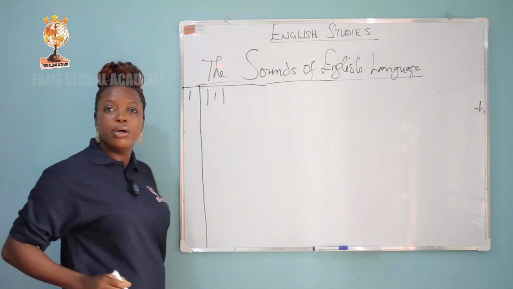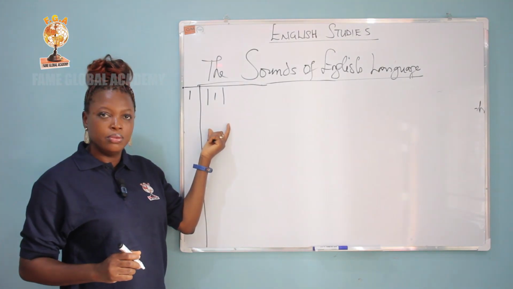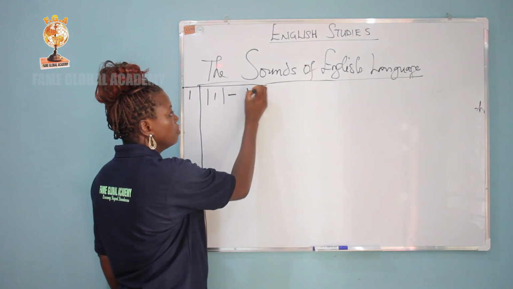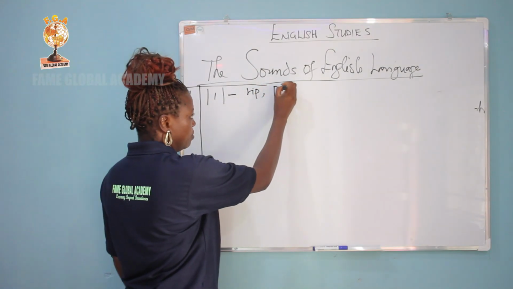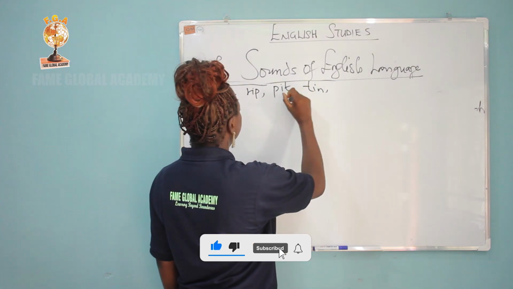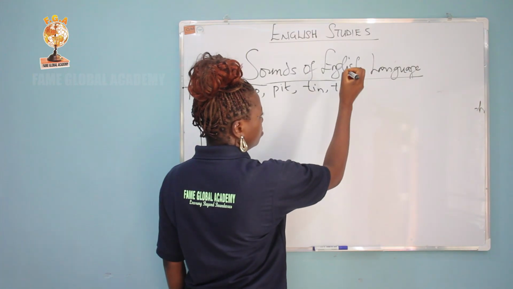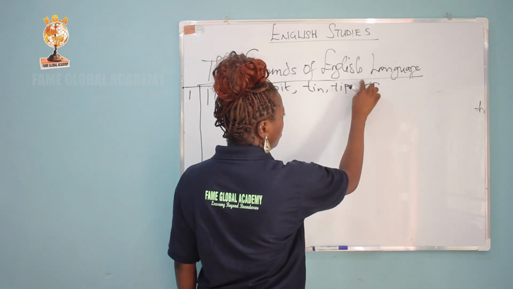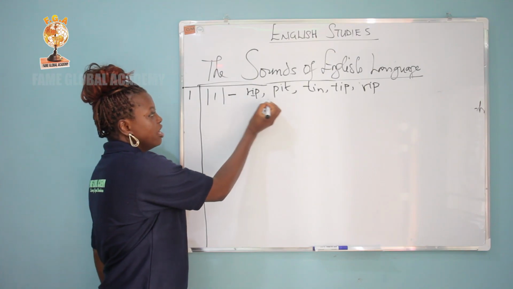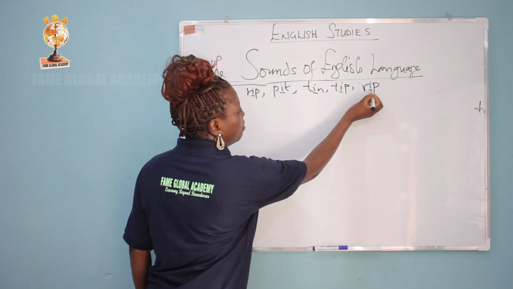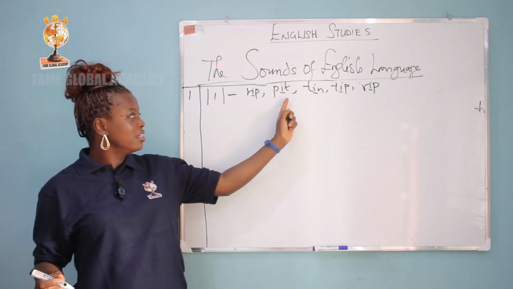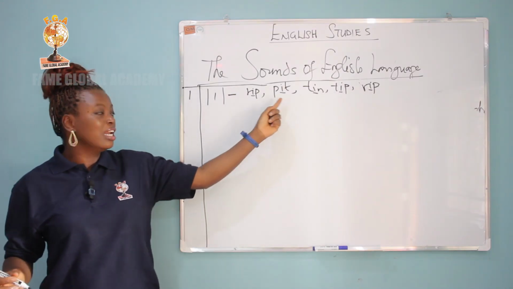The E vowel sound. The E vowel sound is represented in words like reap, pit, tin, and tip, and so on. So this letter I is represented by the E sound. This is the sound you find in these words, and the letters on the line represent the sound.